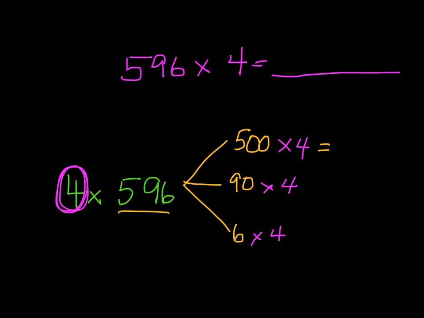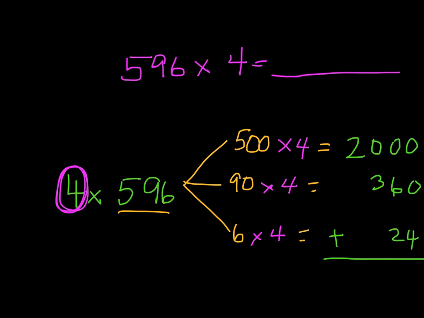So 500 times 4, if I do that, it gives me 2,000. 5 times 4 is 20, plus the 2 zeros. 9 times 4 is 36, plus the 0 makes 360. And 6 times 4 is 24. Then I add these together. These are my partial products, like what would be in the boxes. To get my final product, I just add them together.